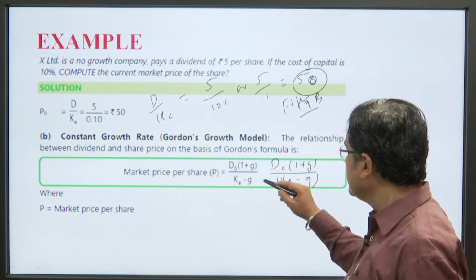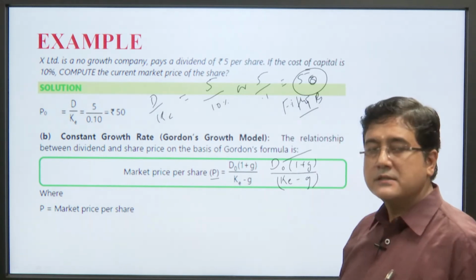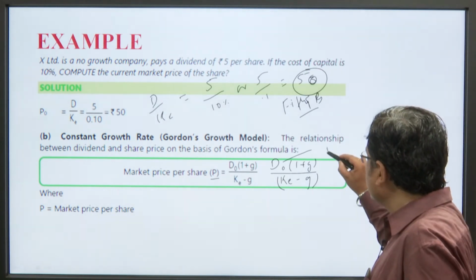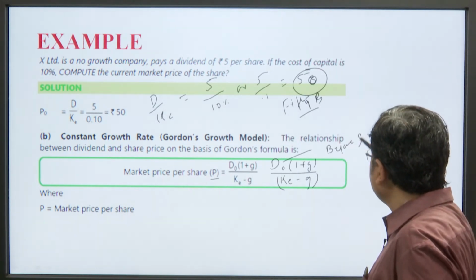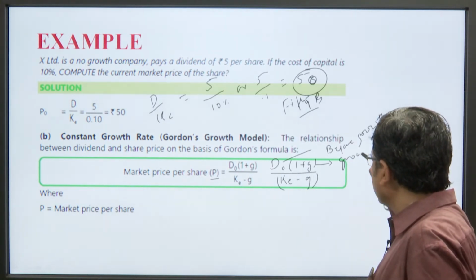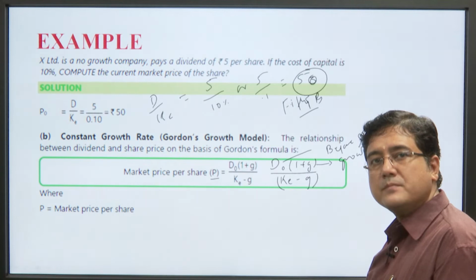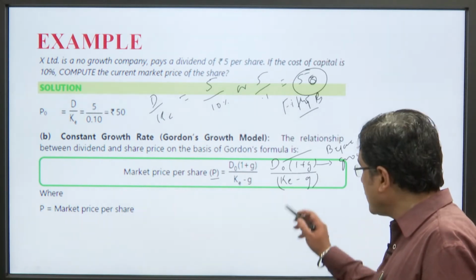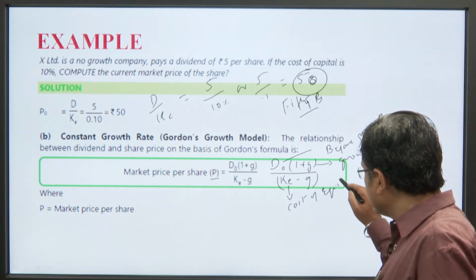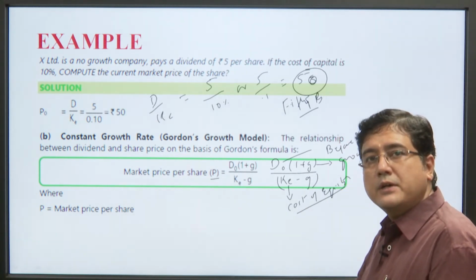So, here P is the market price, D is the initial dividend paid, before growth, G is growth, and KE is cost of equity.